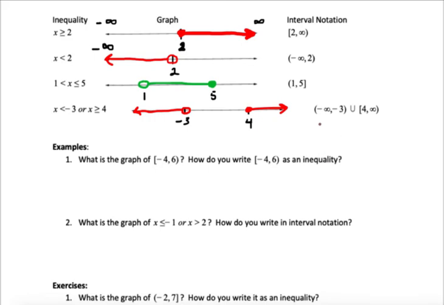We represent that in interval notation by specifying both intervals. The first one is negative infinity up to but not including negative 3. And we use this U here. This is the symbol for union, or what we would say as "or." So the interval negative infinity to negative 3, union the interval 4, and we're including 4, up to positive infinity.